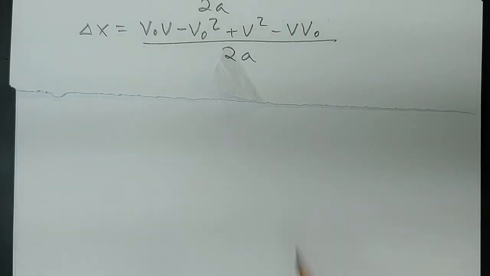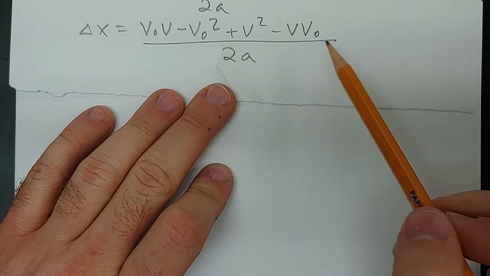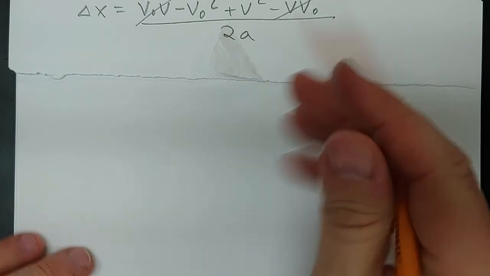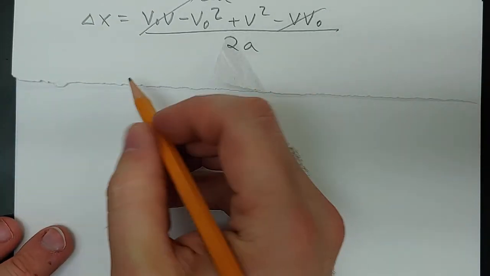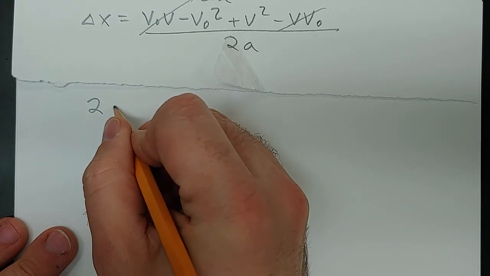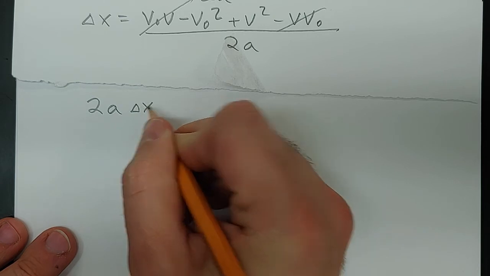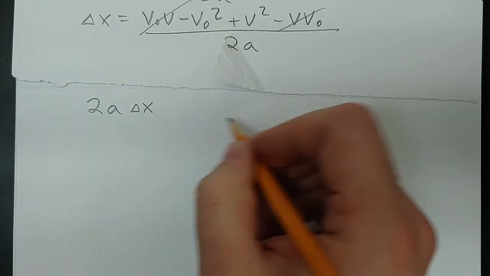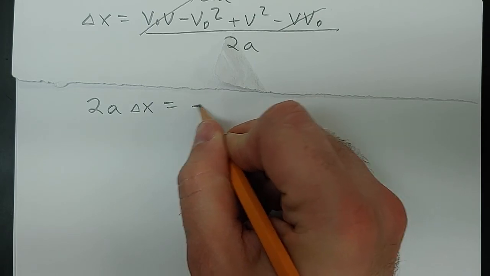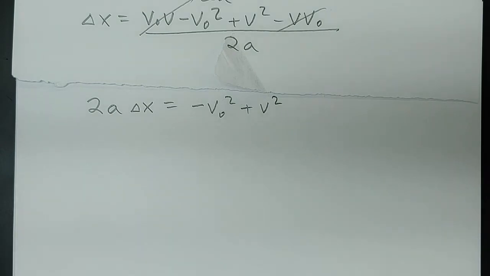I'm going to multiply my 2A over here and also combine. I have a V naught times V and I have a minus V times V naught. Those should cancel each other out. And so if we combine those, we get 2A times our displacement is equal to negative V naught squared plus V squared.